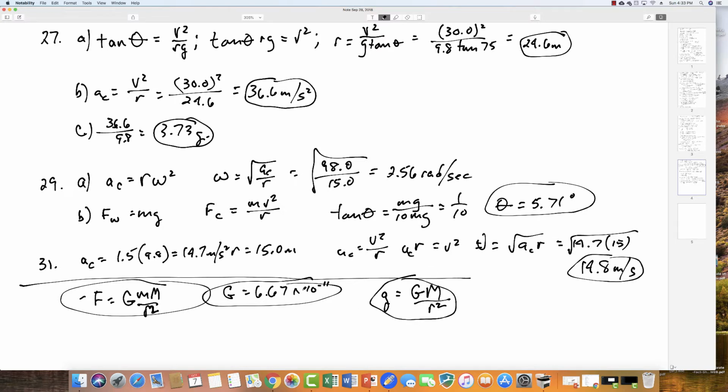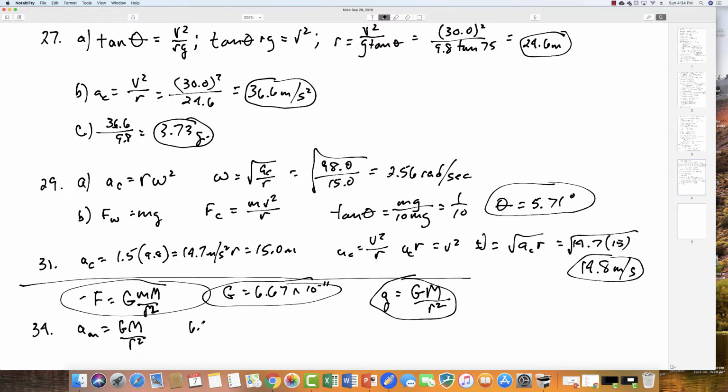So let's look at problem number 34. It says calculate the acceleration due to gravity at the Earth due to the moon. Okay, so the acceleration due to gravity by the moon is going to equal big G times the mass of the moon divided by R squared, where R is the distance from the moon to the Earth.